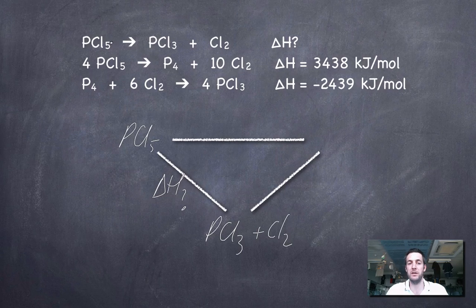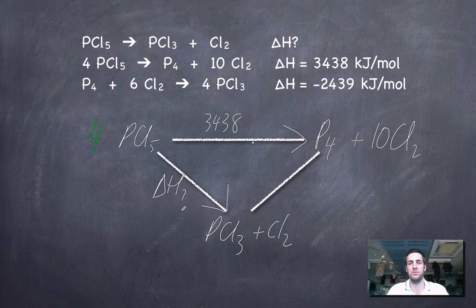We're going in the PCl5 to PCl3 direction, so this arrow has to be pointing that way. Okay, now let's write this equation here along the top because I've got PCl5 in it, so let's have PCl5. I actually need 4 PCl5s, so I'm going to put in a 4 here, and it's going to turn into P4 and 10 Cl2s. And I know that if that happens in that direction, so here's my reaction equation for this process, that the energy change here is 3438 kilojoules per mole.